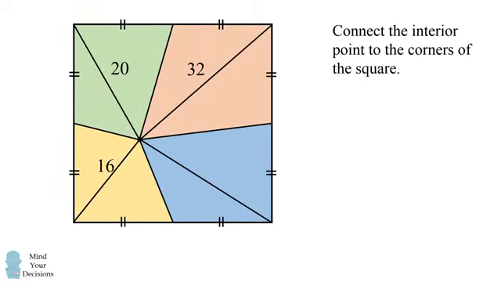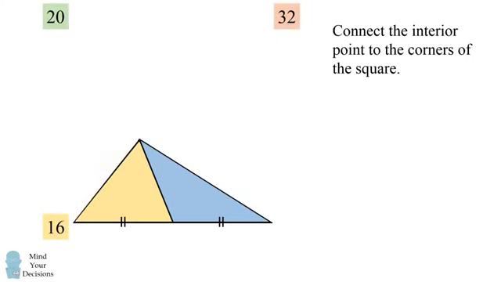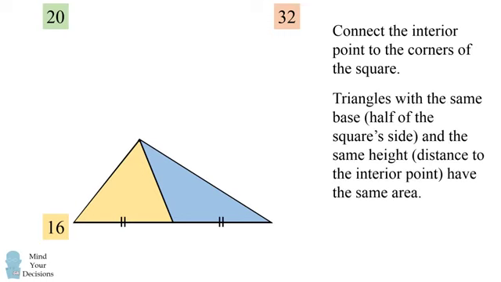I'll color code these regions to make it a little easier to keep track of the areas. Now, focus on just these 2 triangles, which are along the bottom side of the square. Triangles with the same base, which is half of the square side, and the same height, which is the distance from the square side to the interior point, will have the same area because they have the same dimensions for base and height. So these 2 triangles will have the same area, and I'll label the area as A.